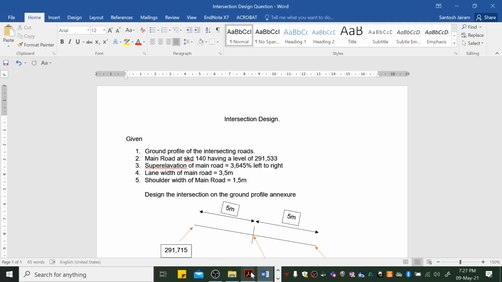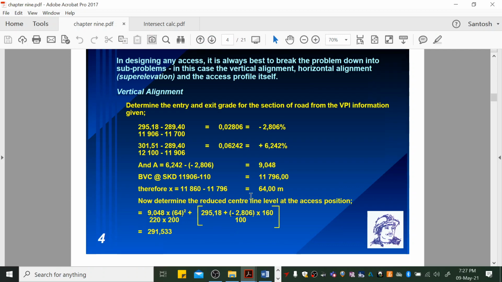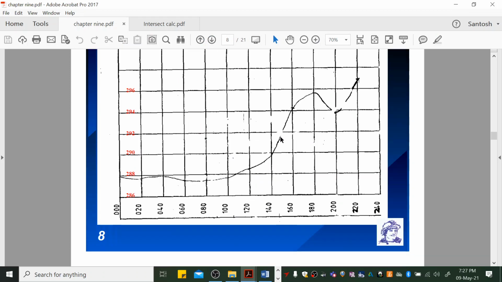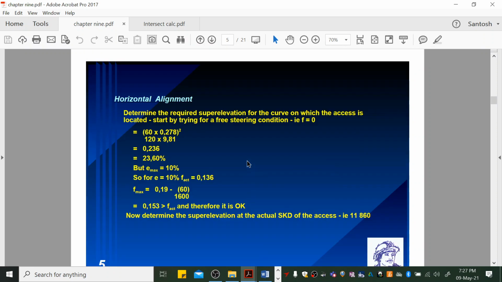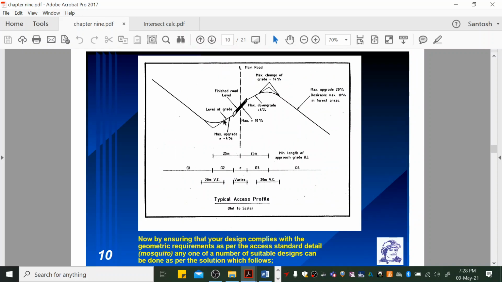Okay, and you'll be asked to basically go in and draw the intersecting road somewhere around here. So we've got 140 here. So you'll be given this ground profile. You'll have to draw the crossfall of the main road here and design it so that the edges of the crossfall meet the ground profile of this road using the standards set out by the mosquito diagram in part 1 of the video. So you must watch part 1 of the video before you attempt part 2.